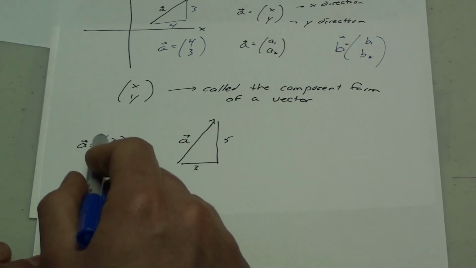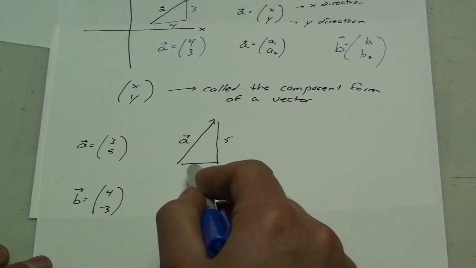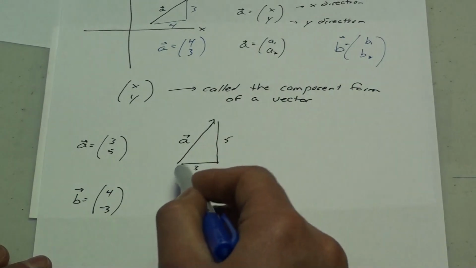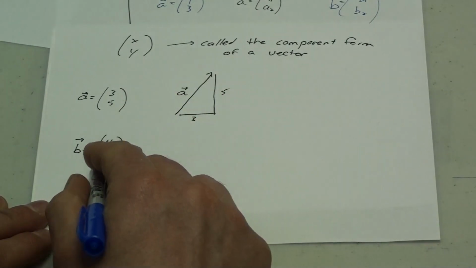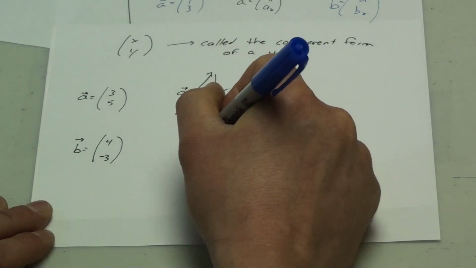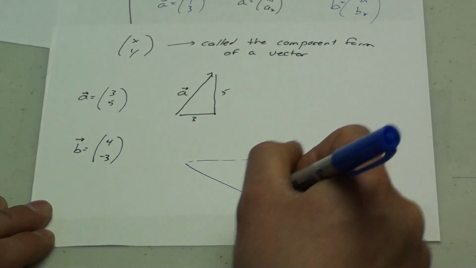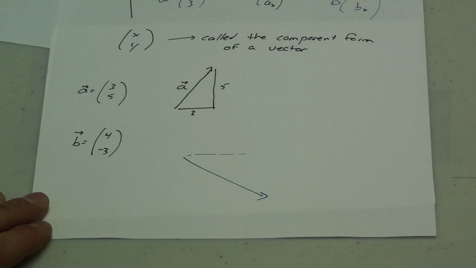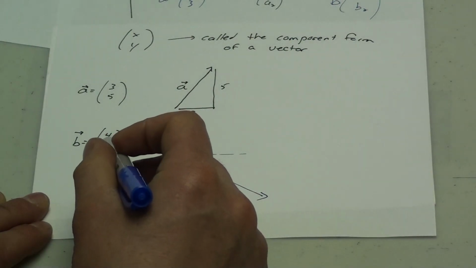movement. Take the vector, here's a new vector A, went over 3 and up 5. Over 3 and up 5 to get that vector A. Vector B has gone over 4 and down 3. So it would be over 4 and down 3. Vector B would look something like that. Okay? X movement over Y movement.